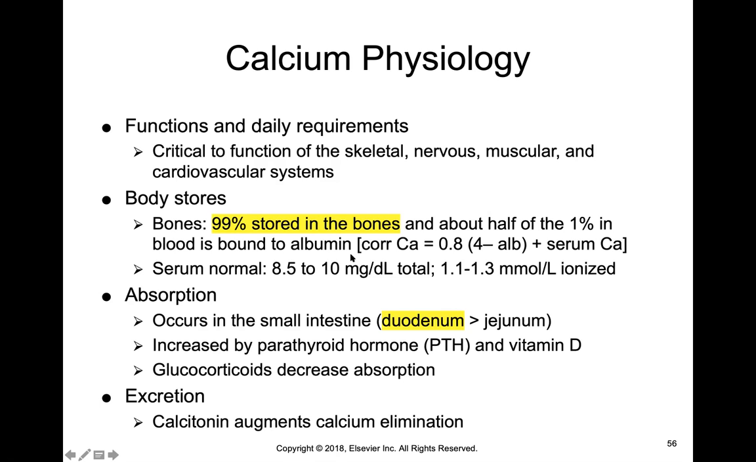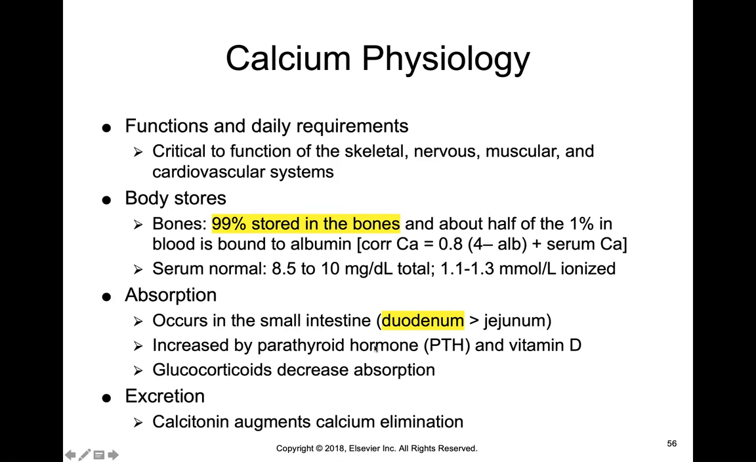When I said albumin here before, because calcium is bound to albumin, if the albumin is low for any reason, your calcium will be low, so you want to correct it. So what we'll do is take 4, which is a normal albumin level, and subtract the patient's current albumin level. Then we multiply that by 0.8 and add that to the serum calcium to get what we would call a corrected calcium. That's a calcium that you've corrected to account for changes in albumin.